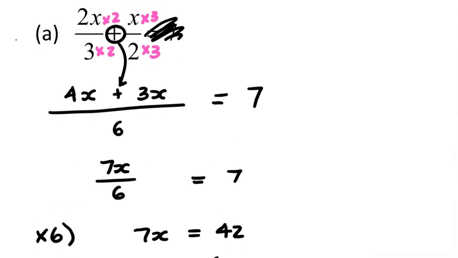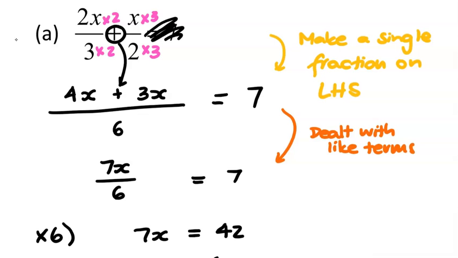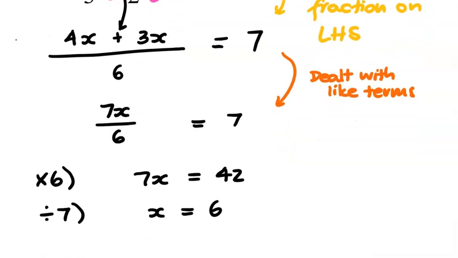So the strategy with this, we want to make a single fraction. This was on the left-hand side, so I'm going to write LHS. Then going from the next step, we dealt with like terms. After we'd made a single fraction on the left-hand side and dealt with like terms, we'd arrived at an equation that we're really familiar with solving. So that's the main technique.